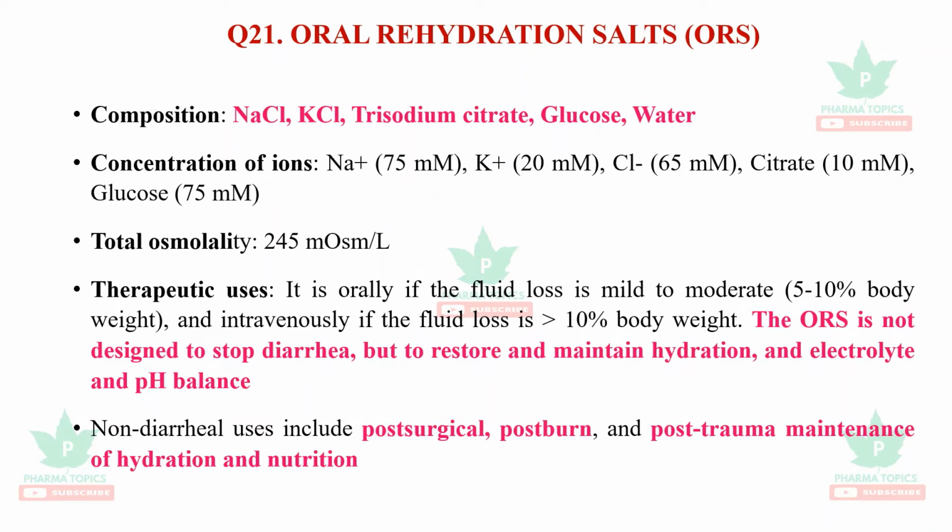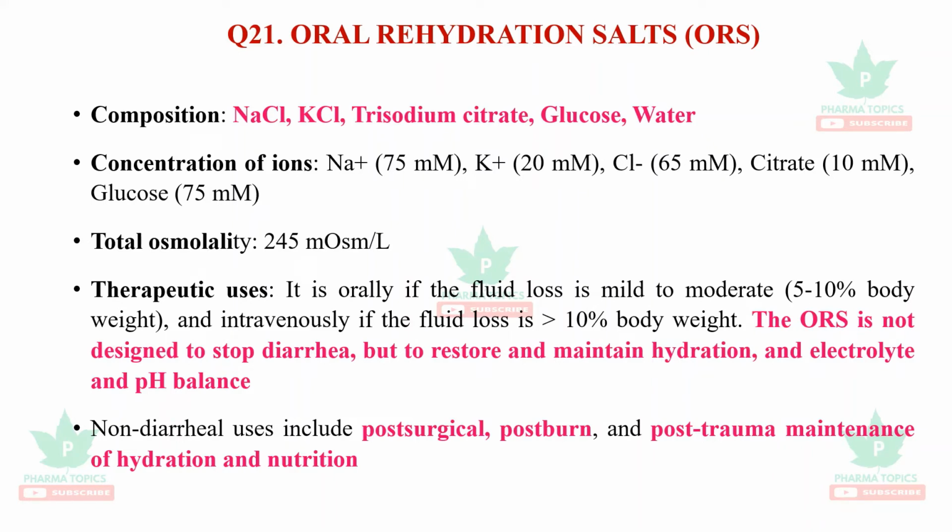So, question number 21 is a short note on oral rehydration salts, ORS. The composition of ORS is sodium chloride, potassium chloride, trisodium citrate, glucose, and water. The concentration of ions are sodium 75 millimoles, potassium 20 millimoles, chloride 65 millimoles, citrate 10 millimoles, and glucose 75 millimoles. It is isoosmotic with the blood, that is 245 milliosmoles per liter.